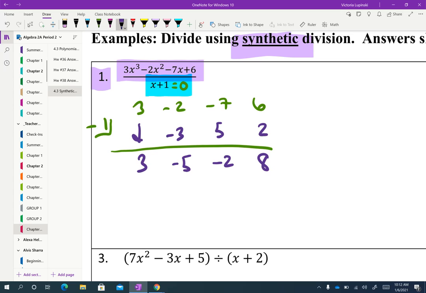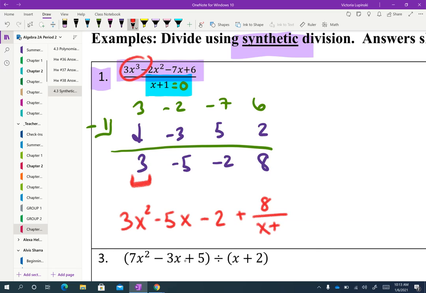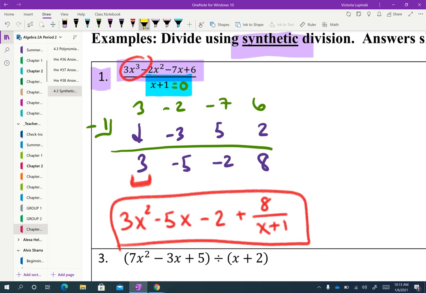In order to write your answer, you have to go back to the original leading term, and you have to identify that degree, which is a cubic. That means you're going to start the first coefficient to the 1 less power. So this is going to be 3x squared minus 5x minus 2 as the constant, and then plus 8 over x plus 1. Remember, that is the remainder over the divisor, and that is just the format that we have to give our answers in. And of course, you'll notice it's the same format as yesterday.